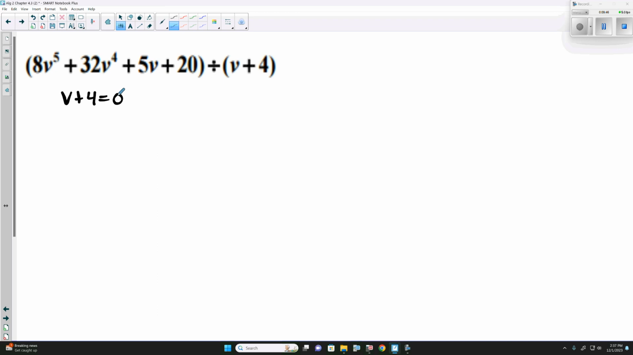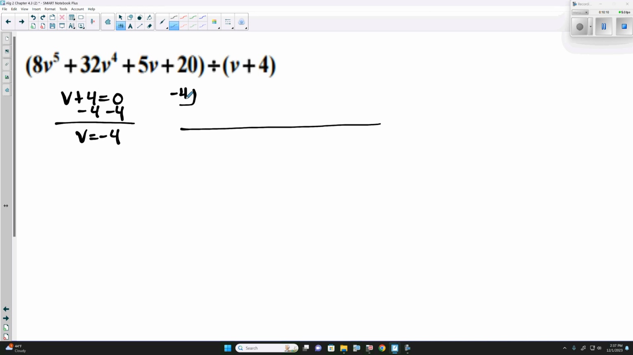So we need to get this set up. The first thing we're going to do is get v by itself. We're going to solve for the value of v. We're going to do that by minusing 4, telling us v is negative 4, and -4 goes in the cubby.